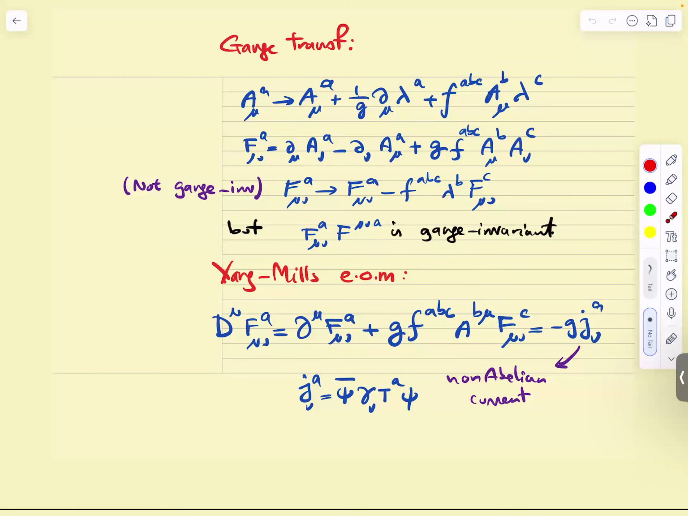Good. Now, what is the non-abelian current? The non-abelian current is precisely what you would think it is. It's made out of charged matter that's charged under the gauge group, say SU(N). However, of course, there will be T^A sitting here, right? You say that it is charged under the SU(N). Charged matter.